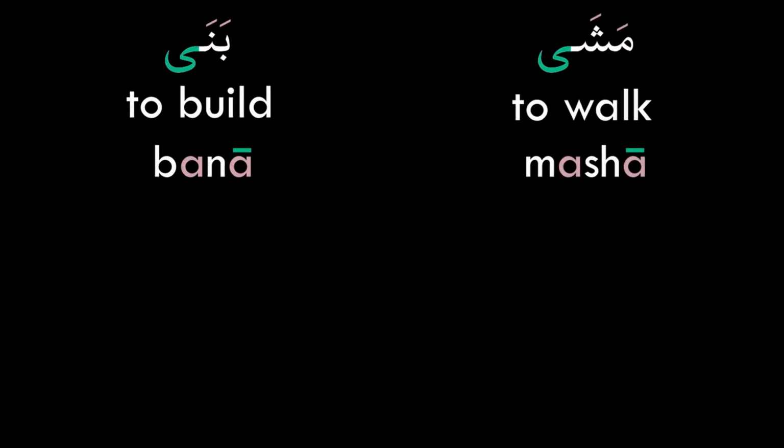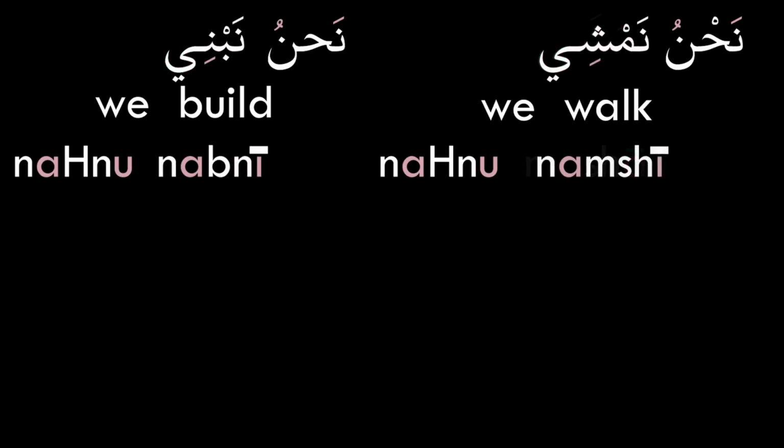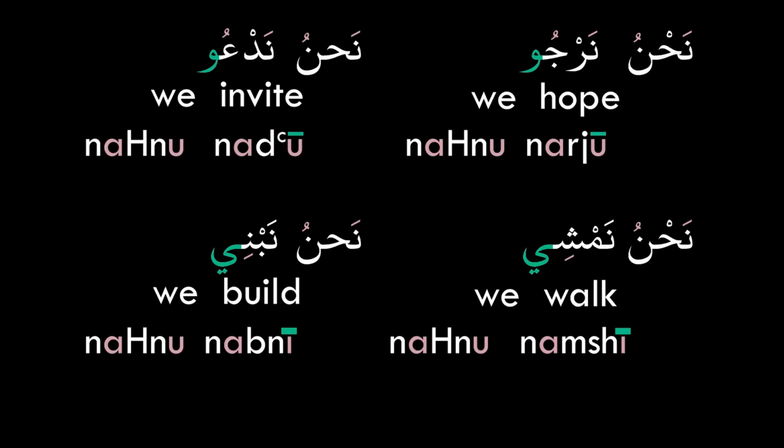Let's take 2 more examples for the restricted alif, like bana and mesha, and conjugating them in the present tense in the same previous subject-separate pronoun. We say nahnu nabni and nahnu namshi. The restricted alif turns to ya. A final remark is that the restricted alif has always to come at the end. You cannot find it at the beginning or at the middle of a word.